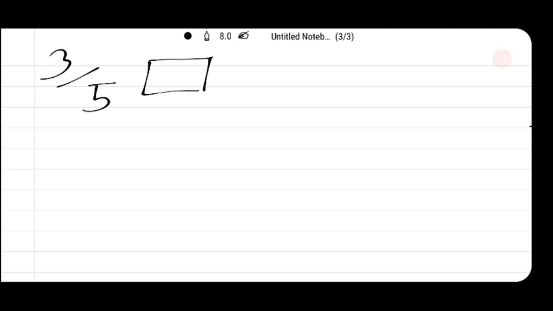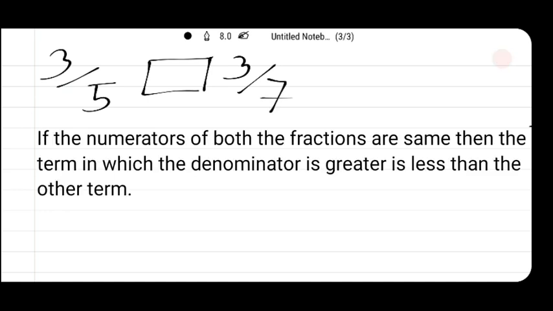Let us take another example, 3 upon 5 and 3 upon 7. Here if the numerators of both fractions are the same, then the term in which the denominator is greater is less than the other term. So here both the numerators are the same, that is 3, and the denominators are 5 and 7, so we have to compare 5 and 7. 7 is the greater number, and according to the rule, the greater denominator gives the lesser fraction, that means 3 upon 5 is greater than 3 upon 7. Understood?